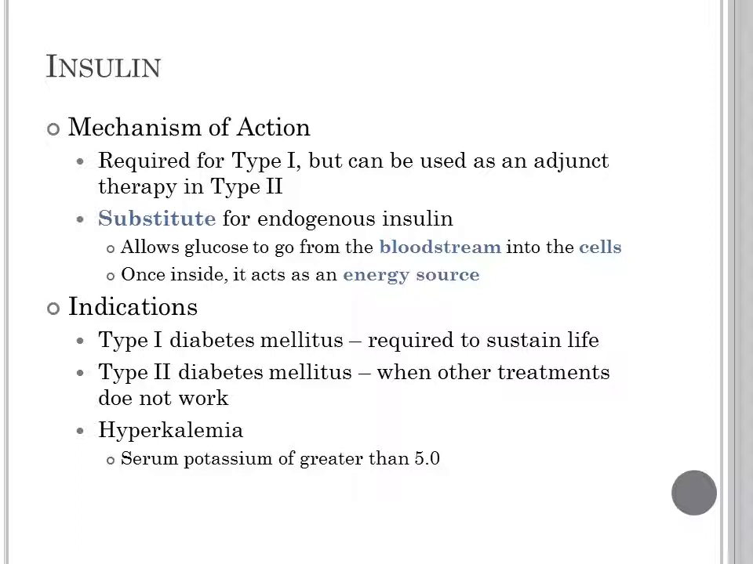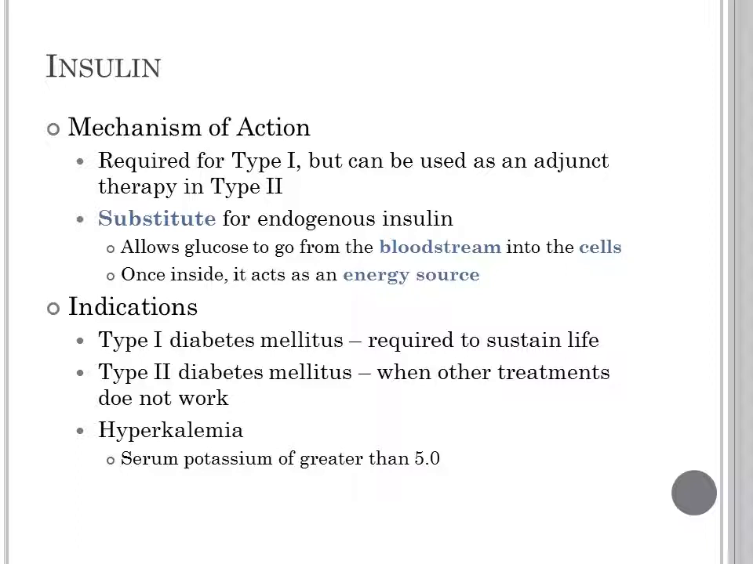Type 2 will also need a shot. Depending on how severe the disease is, it might just be before meals, it might be once in the evening, once in the morning. It kind of depends for those patients. Your indication, again, type 1, they require insulin to sustain life. Without insulin, they will die. Type 2 diabetic patients will get insulin once other treatments do not work.